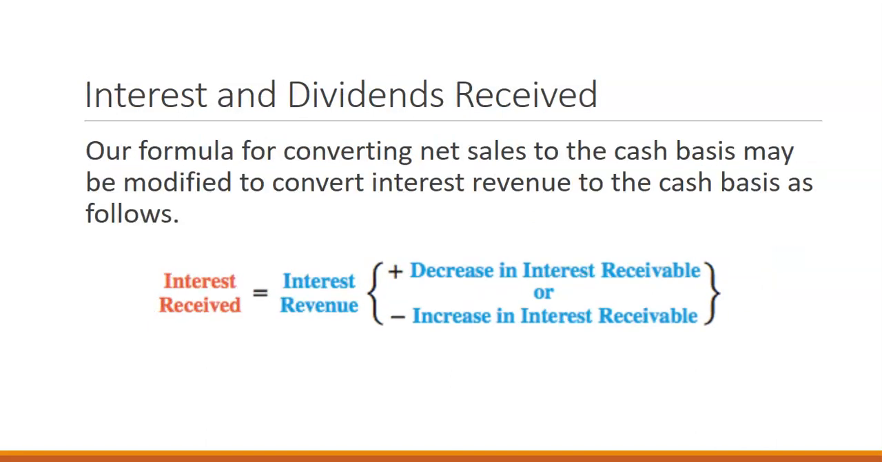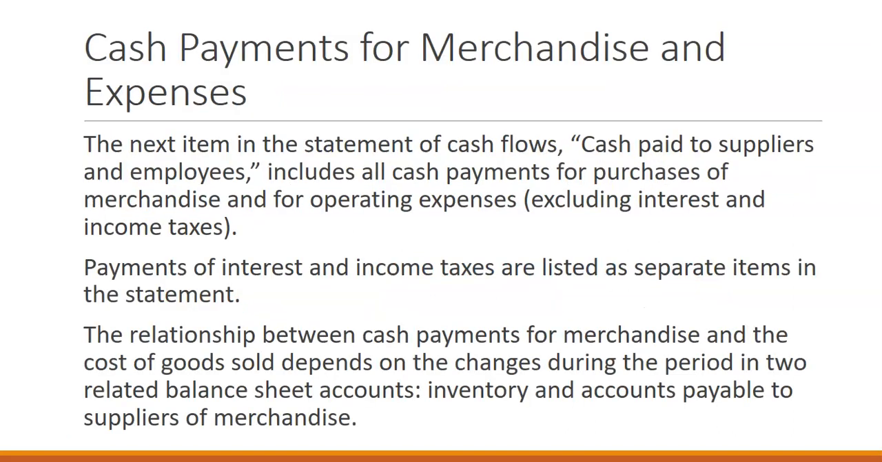For interest and dividends we received, we look at our interest revenue, and then we add or subtract a decrease or an increase in interest receivable. Then we look at cash payments. One of them is cash paid to suppliers and employees. This is all cash payments for purchases of merchandise and operating expenses except for interest and taxes, which are added separately.